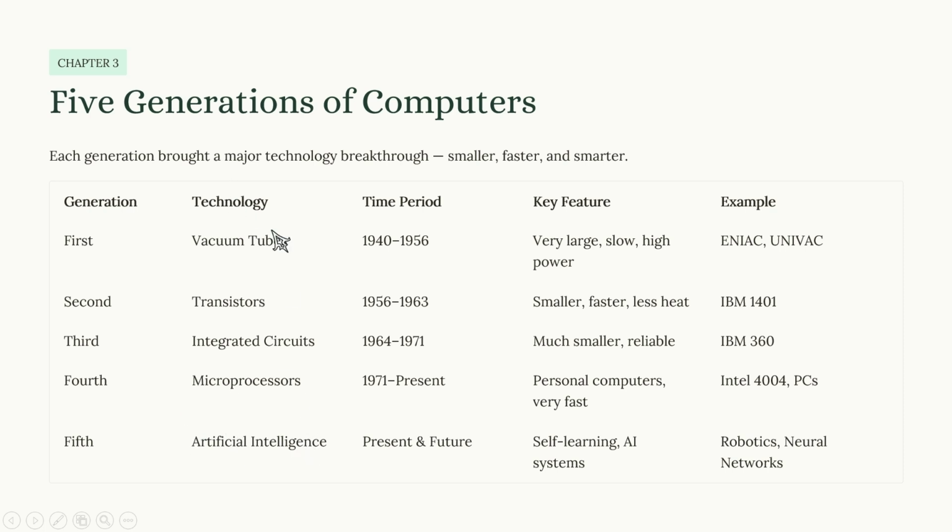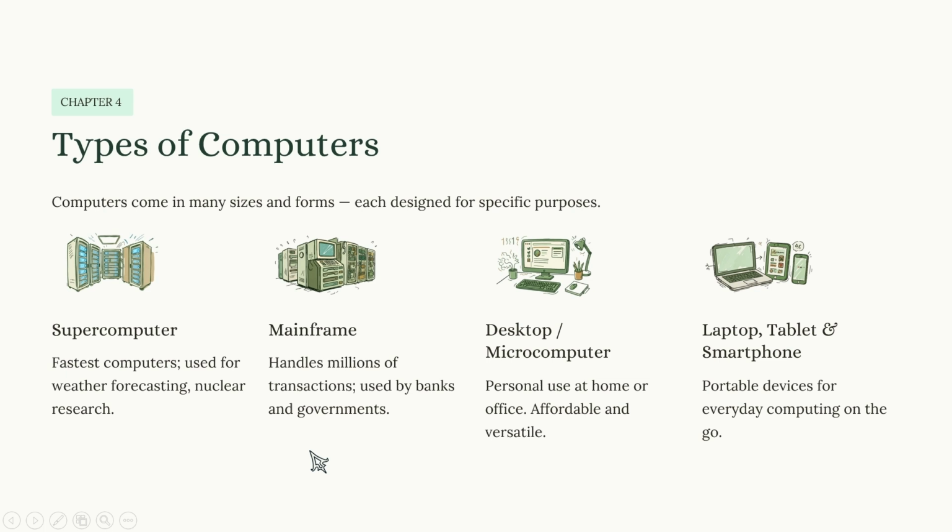Computers come in different forms depending on their purpose. Supercomputers are the fastest and most powerful computers in the world. They are used for scientific research, weather forecasting, and space exploration. Mainframe computers are designed to handle millions of transactions at the same time. Banks, airlines, and government organizations commonly use them.